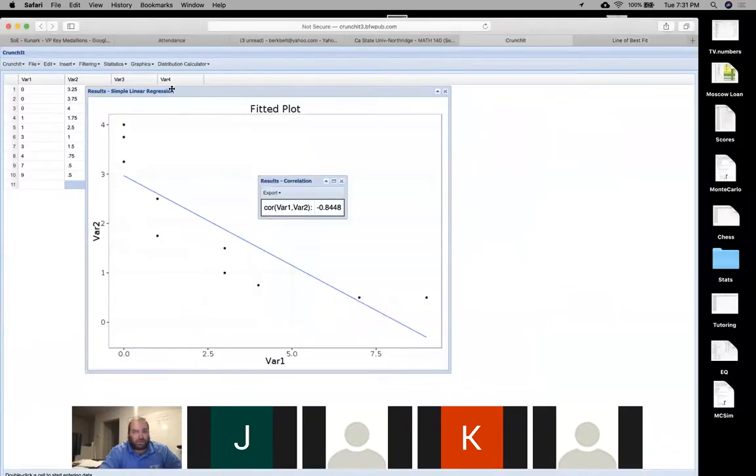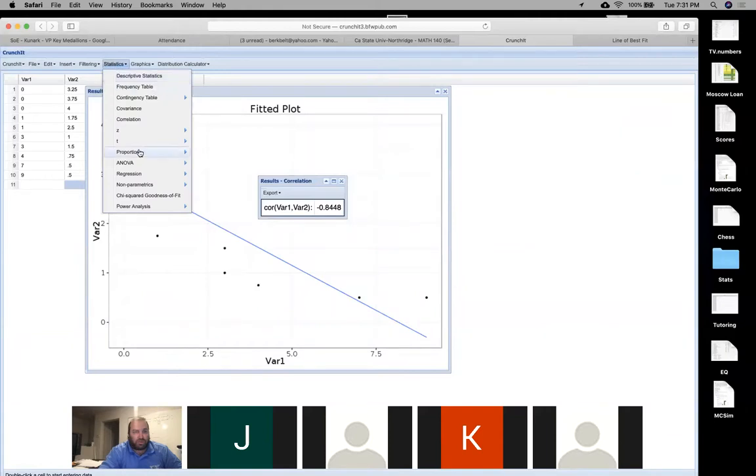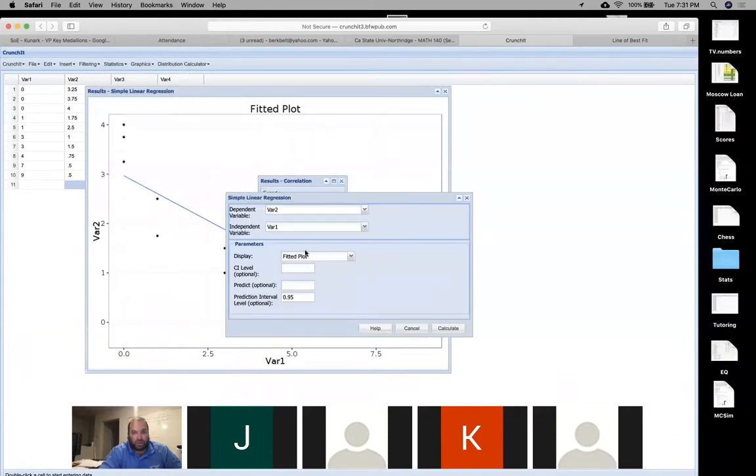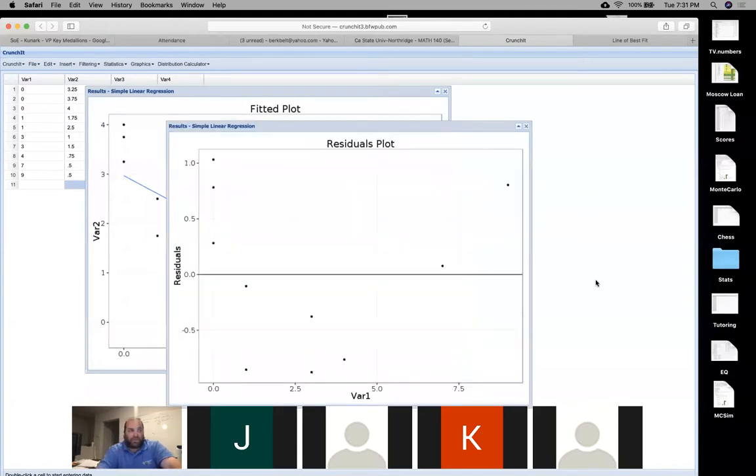On Crunch It, I go to statistics again, I go to regression, to simple linear, and they also have the residuals plot. When I do the residuals plot and calculate it, this is what I get. I get a line through 0, and it's always through 0 because that's the mean of the residuals, always. And the residuals are either positive or negative, a standard residual plot.